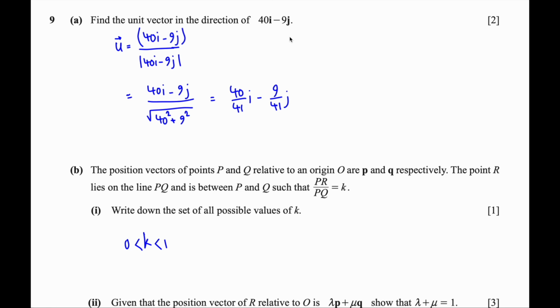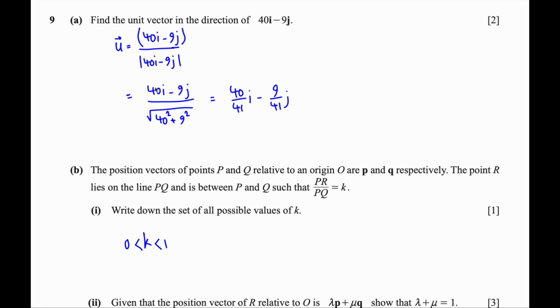Question number 9. I'm given a vector and I'm asked to find the unit vector in the direction of this vector. So if you want to find the unit vector for any vector, basically you need to divide that vector by the magnitude of the vector itself.